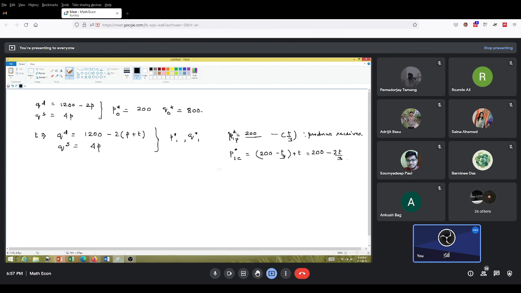So who bears most of the burden? Producer or consumer? Consumer, sir. The producer bears only 1/3 of the tax burden, but the consumer bears 2/3 of the tax burden. Yes, sir.